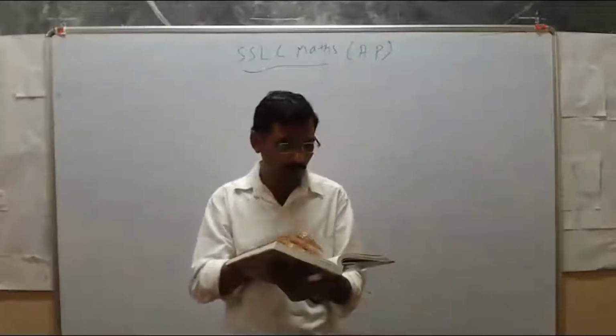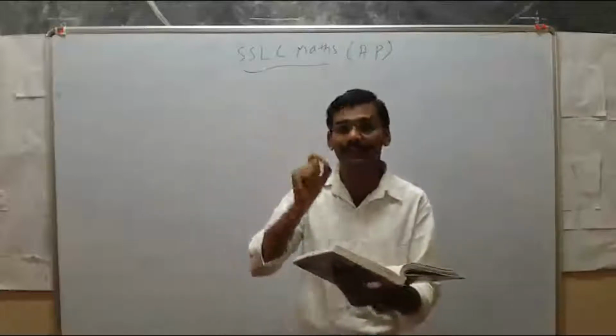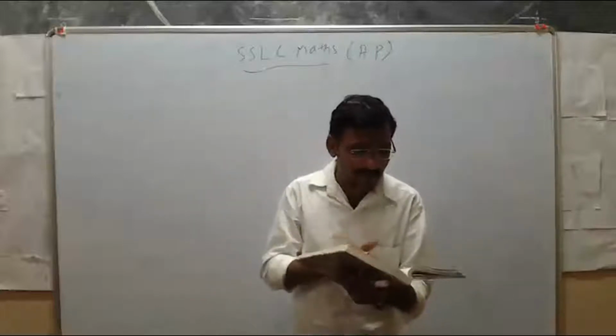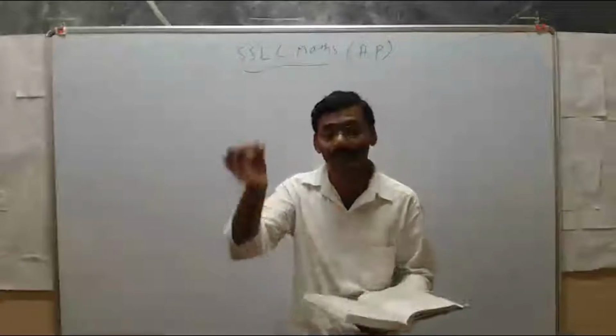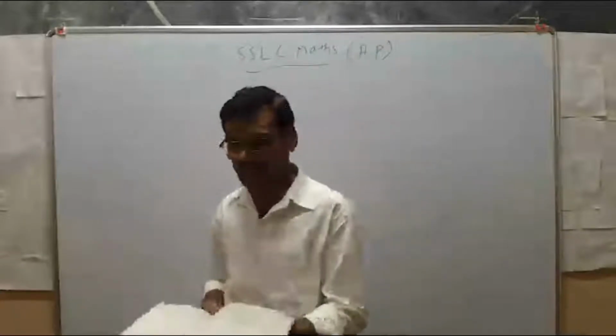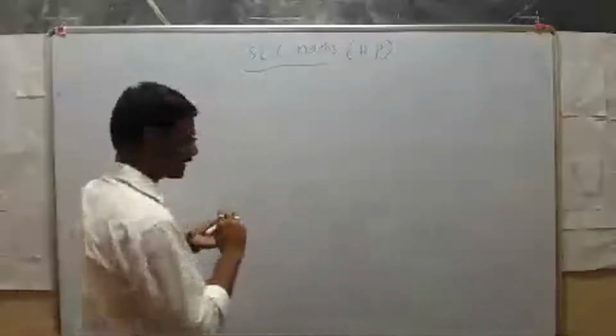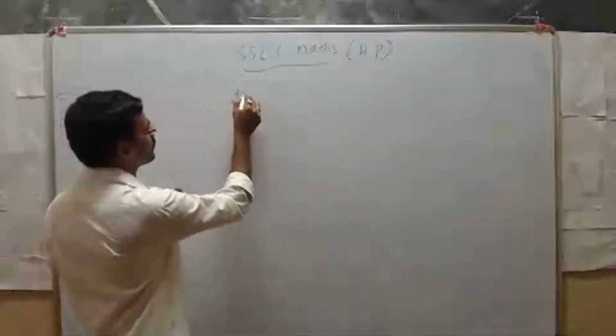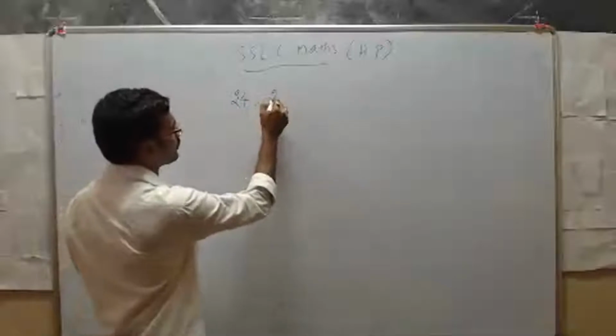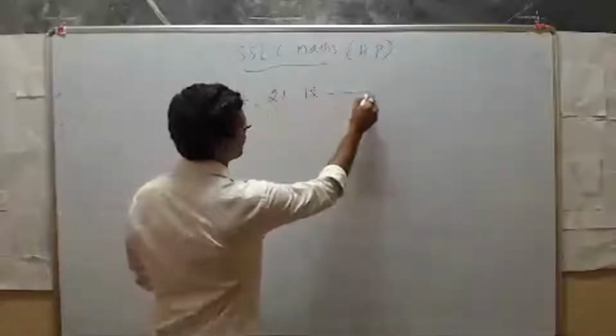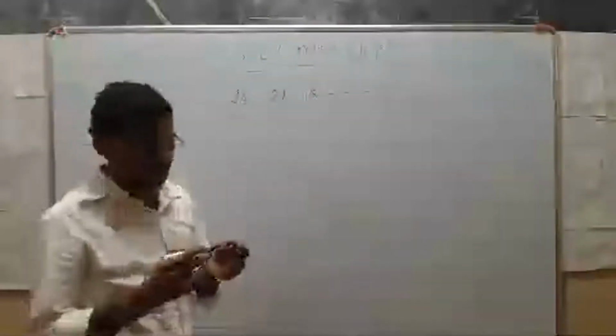If the first term is 24, second term is 21, and third term is 18, and so on, must be taken so that their sum is 78. The AP is like this: the first term is 24, second term is 21, third term is 18, like this.